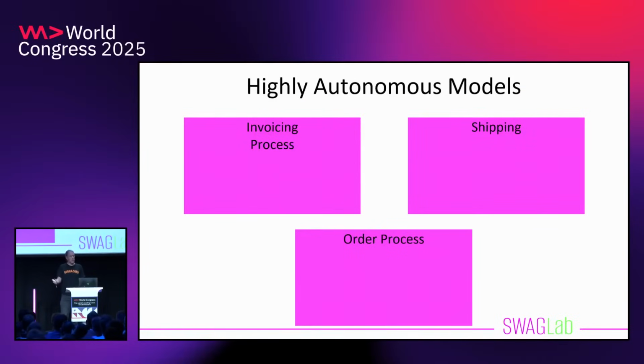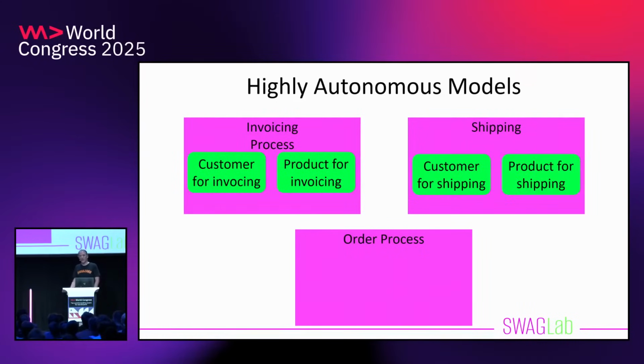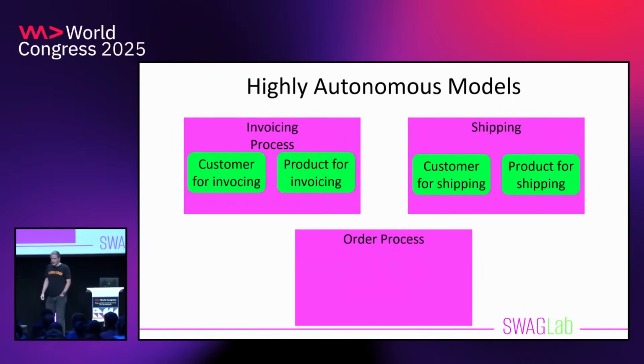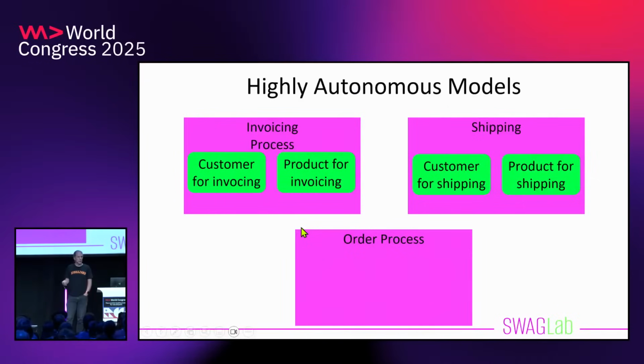So I would argue, if you really want to be autonomous, you want to have highly autonomous models that have everything to implement some piece of business logic, like invoicing. And that means that you have the customer and the product for invoicing in invoicing, and you have the customer and the product for shipping in shipping. That way, they are autonomous. They can pretty much work on their own, because they have all the data inside their module. So this is what you actually want to do, in my opinion.